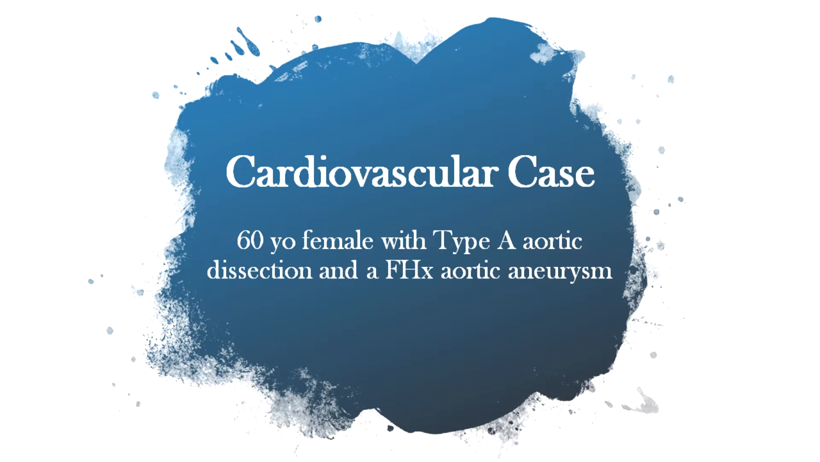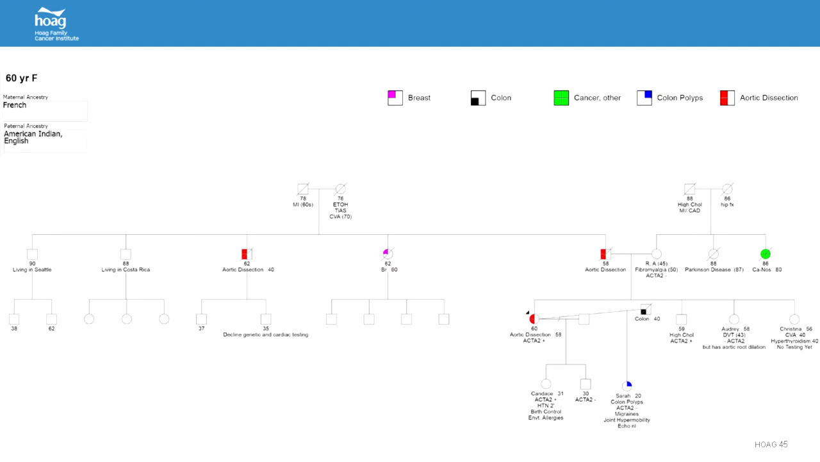An example of a cardiovascular case, this is our 60-year-old female with a type A aortic dissection that occurred 3 years ago. She had a very strong family history of aortic aneurysm and dissection. So mom's side French and paternal side American Indian and English. So she is here, she's 60 years old, and her father had passed away at age 58 from an aortic dissection, and her uncle at 62 years of age from an aortic dissection.